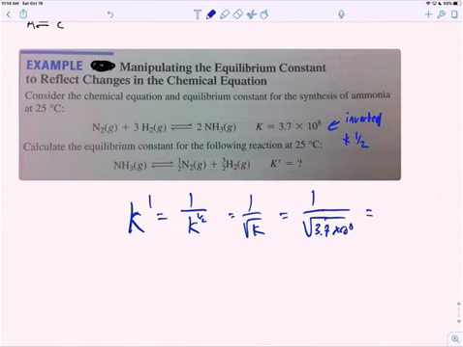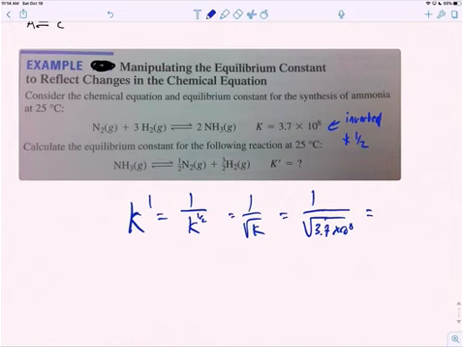And that is... I guess I need to use my calculator for this one. I was thinking I could do it in my head. Sorry. Where is my calculator? All right. Sorry for the slowdown here.